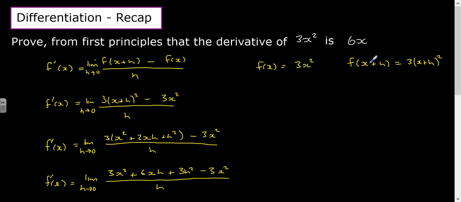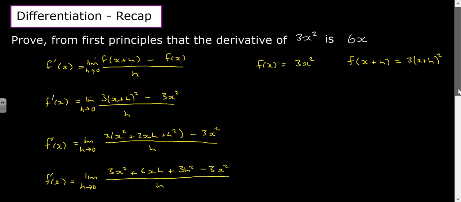All right. How did we get the f of x plus h? Well, we look back at f of x. The thing in the bracket is being squared, then multiplied by 3. So the thing in the bracket, x plus h, is being squared and then multiplied by 3. And that then allows us to expand the bracket, collect like terms, and cancel. Okay, and this is always what you do.